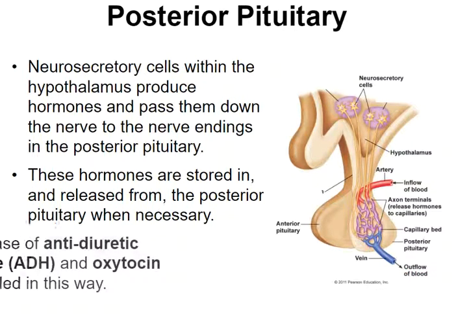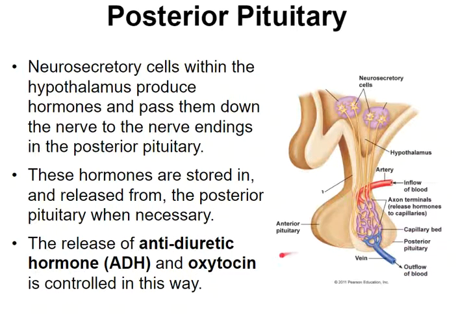Two of the very common ones that work this way are antidiuretic hormone, which we're going to talk about later, and oxytocin, which we've talked about a little bit already in terms of pregnancy.